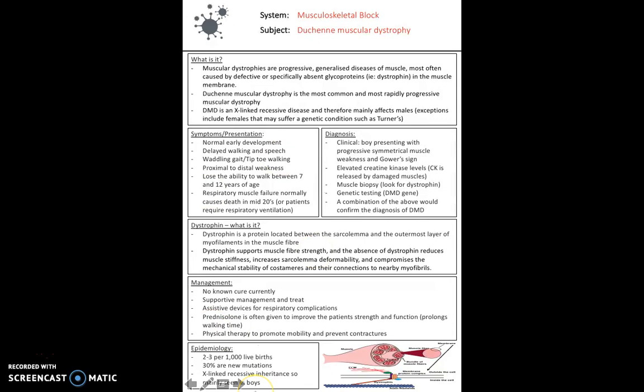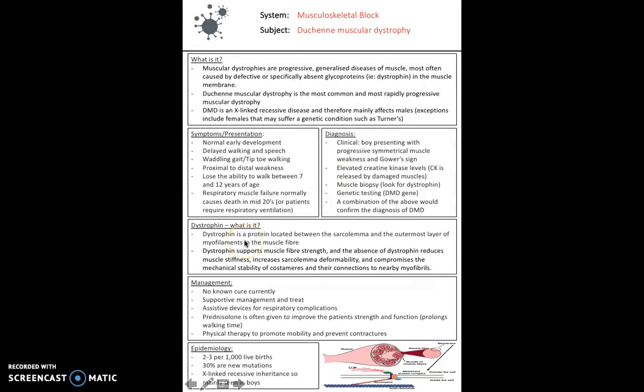So the symptoms and presentation of Duchenne muscular dystrophy include normal early development but then delayed walking and speech. These patients might also suffer a waddling or tiptoe gait, and there's proximal to distal weakness present. The key diagnostic sign is Gower's sign, and this is where a patient will help themselves to their feet by using their hands, and this is really worth Googling on YouTube to have a look at how this manifests in a patient. There'll also be elevated creatine kinase levels, because creatine kinase is what's released by damaged muscles, and a muscle biopsy to look for dystrophin is really important as well.